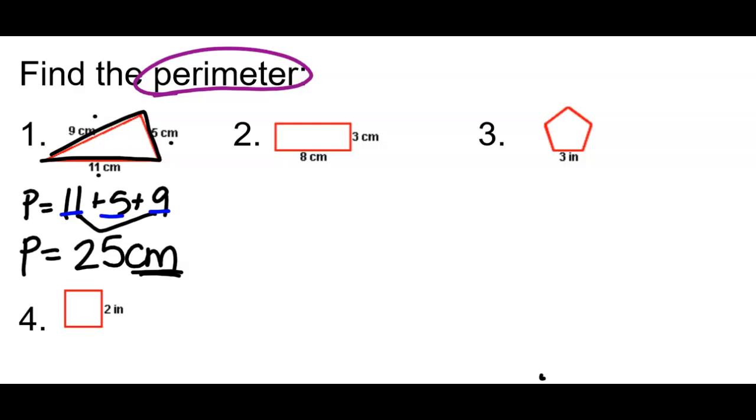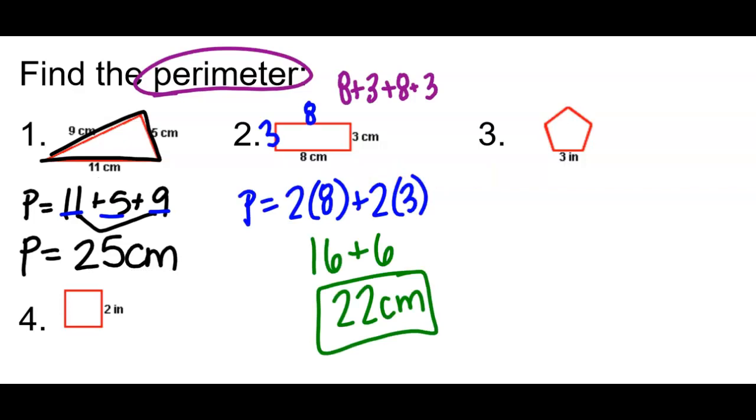Okay, number 2. Number 2, what's my equation going to be? P equals length plus width plus length plus width, right? So I'm just going to add all those sides together. I'm going to write them down. 8 plus 8 plus 3 plus 3. I also have that other equation, P equals 2L plus 2W. It doesn't matter which equation you use.